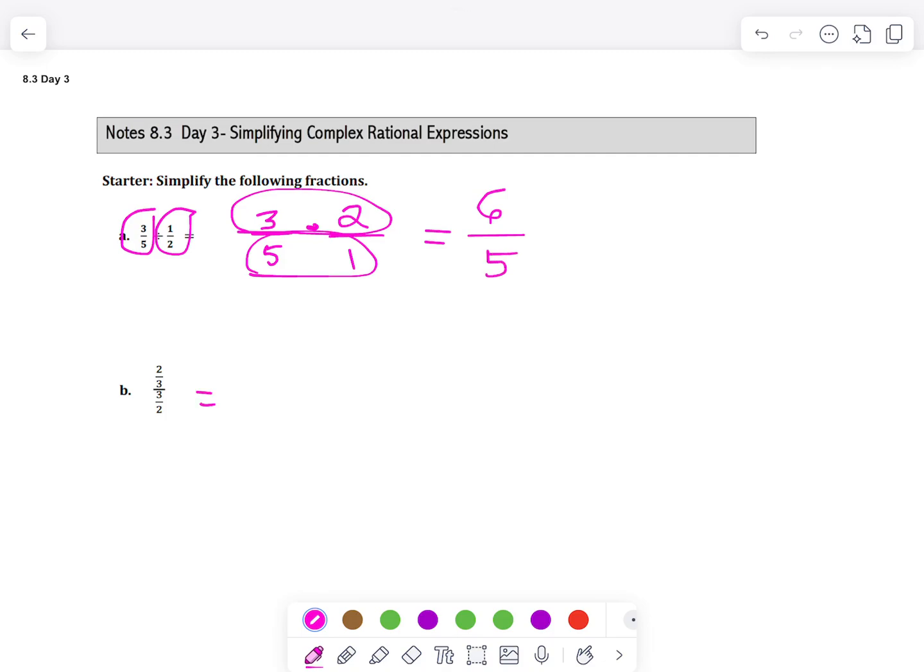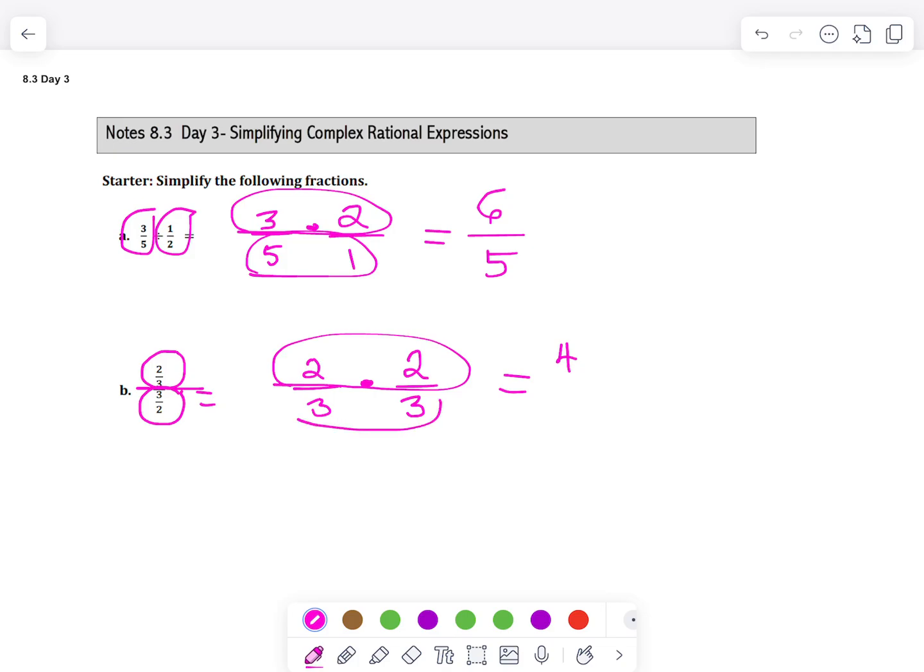The second one here, we keep the 2/3. We change this division symbol to multiplication, and then we flip the second fraction. And then we multiply across. So 2 times 2 is 4, and then 3 times 3 is 9. Again, we keep, change, flip.